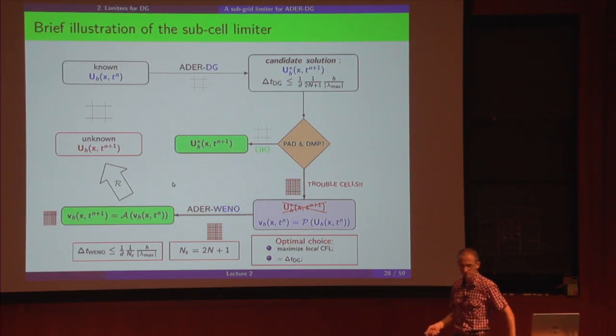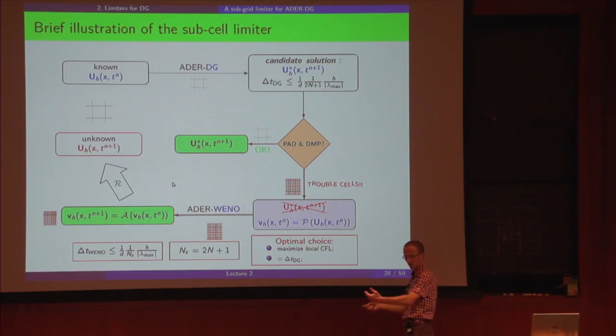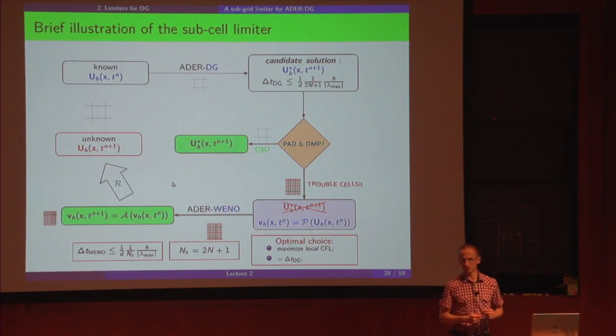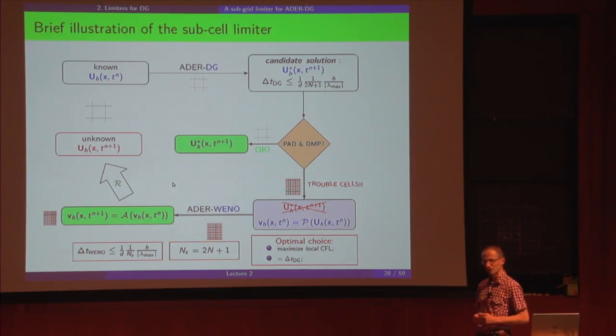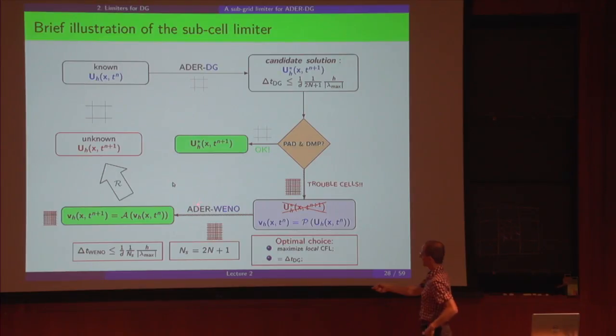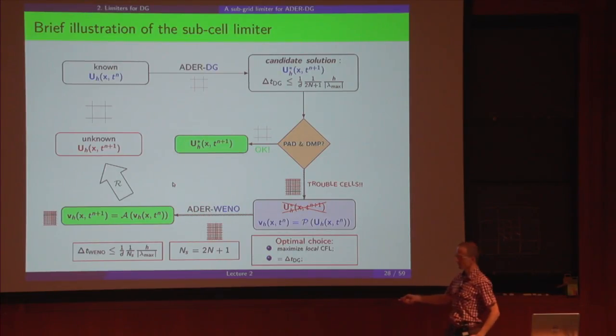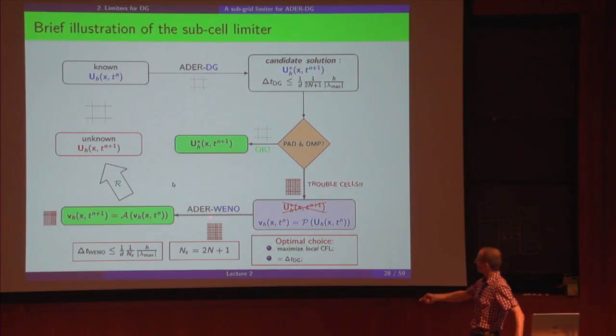It could be ADER TVD, in the sense that I repeat the same technology of the local space-time discontinuous Galerkin approach, but using as initial condition the polynomial obtained from the cell averages. I will explain this in a while. In any case, this evolution on the subgrid level is regarded to be much more robust because you can even go down to second order TVD if you wish. And then you obtain new cell averages, and then you reconstruct them with the reconstruction operator to recover a DG polynomial on the main grid. All right, it looks complicated, but it's actually not much.